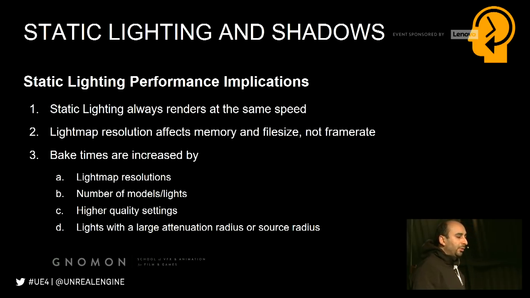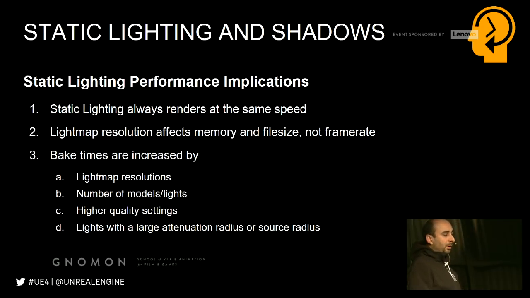Now, in terms of performance, we already know by now that static lighting always renders at the same speed because we are not calculating anything in runtime. All the calculations happen before. So if we have one light or we have 100 lights, it's going to be the same in runtime. And we already know that the light map resolution only affects the memory and file size, not the frame rate.